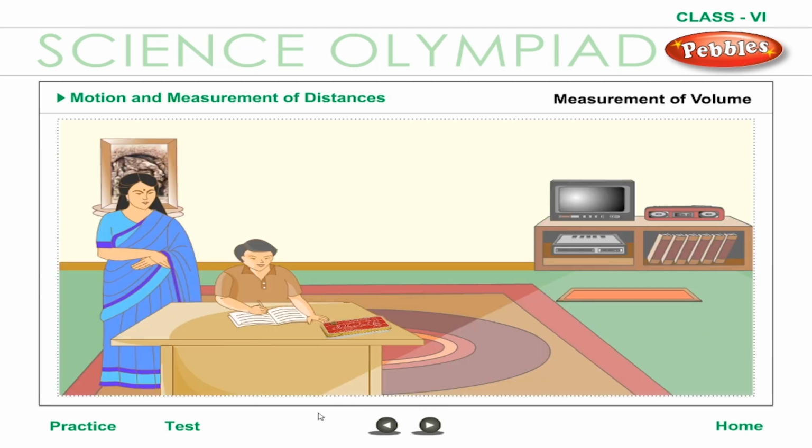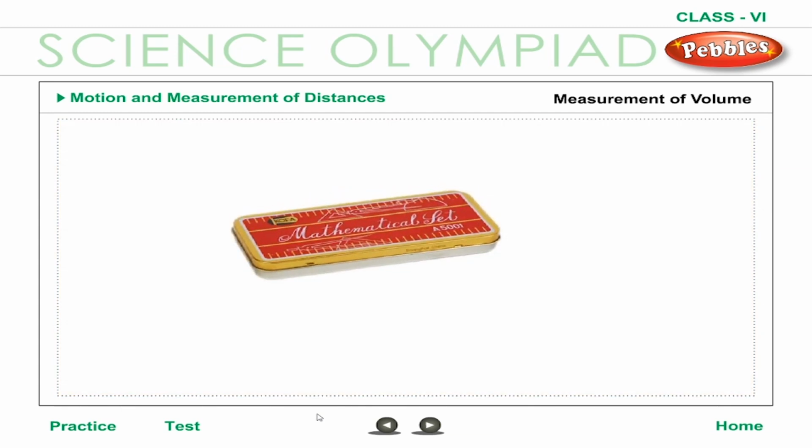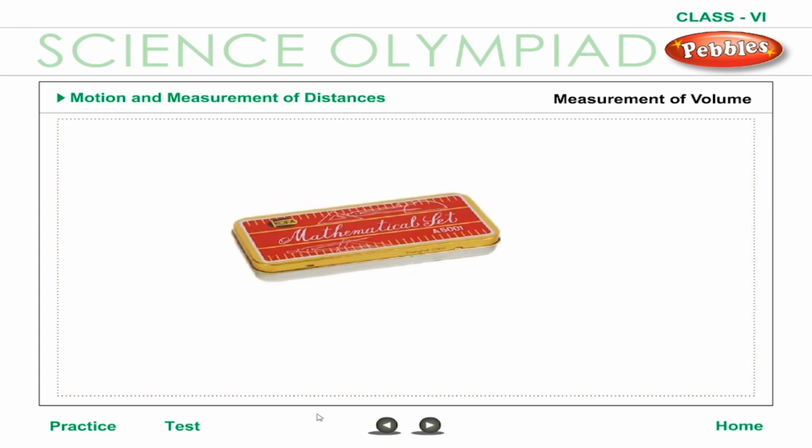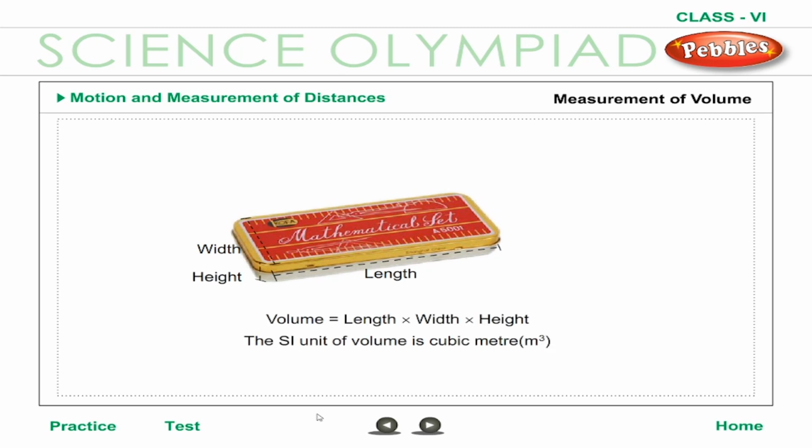Measurement of volume. Volume of regular objects. Observe the different objects you see in your room. All the objects you see around have a depth or height in addition to the length and breadth. For example, your pencil box has 3 dimensions. Solid objects are enclosed by surfaces and occupy a definite amount of space. The volume of an object is the amount of space it takes up.